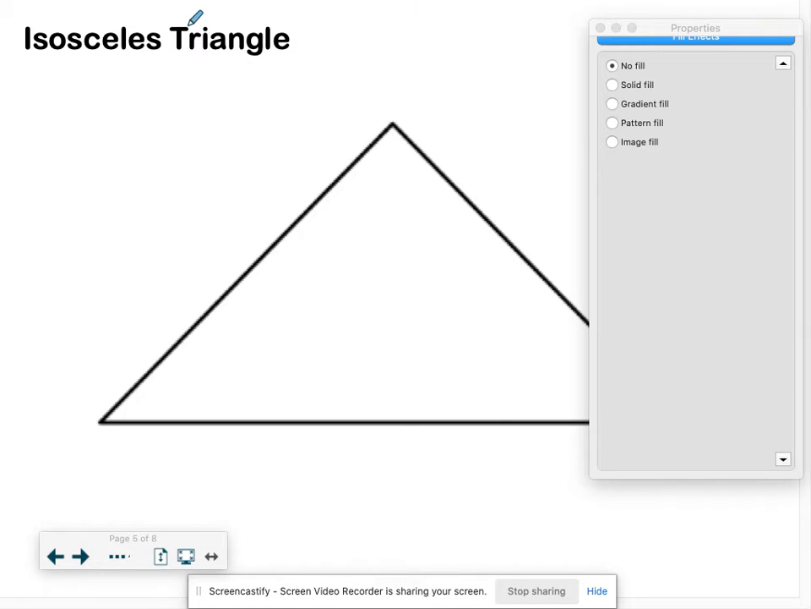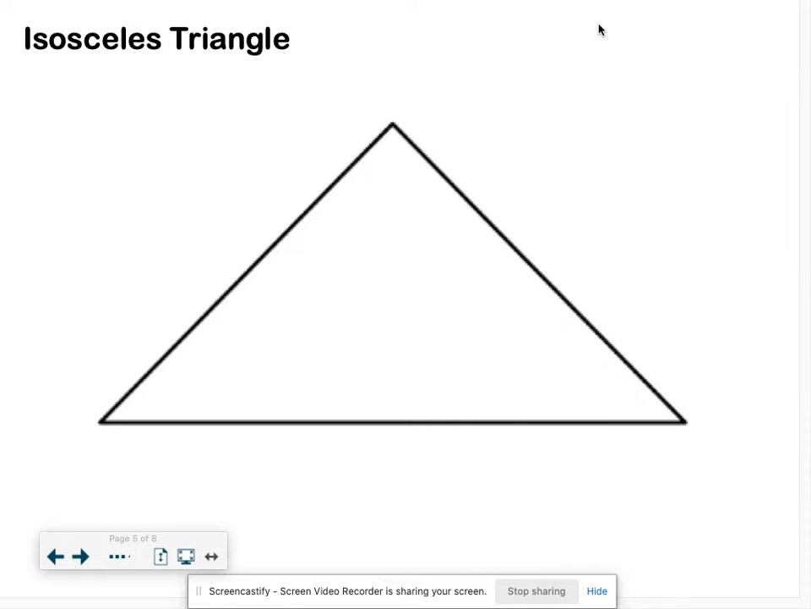Okay, what do you folks know about isosceles triangles? Yep, for the most part they are acute. What else do we know? Two matching sides. So remember we always mark those with those little tick marks. And we actually call those sides the legs.